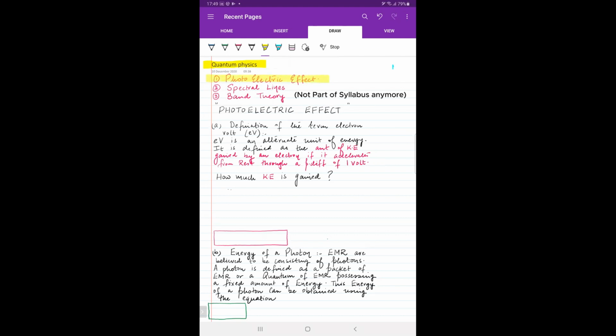The first one, which we are starting today, is the photoelectric effect, followed by the second subtopic, referred to as the spectral lines, and then the third one, known as the band theory. So I'll start with the first one, which is photoelectric effect. Before I start with this, there are some prerequisite terms. So first I want to read through those terms, tell you their definitions, and then I'll start with the essential working involving the idea of photoelectric effect.